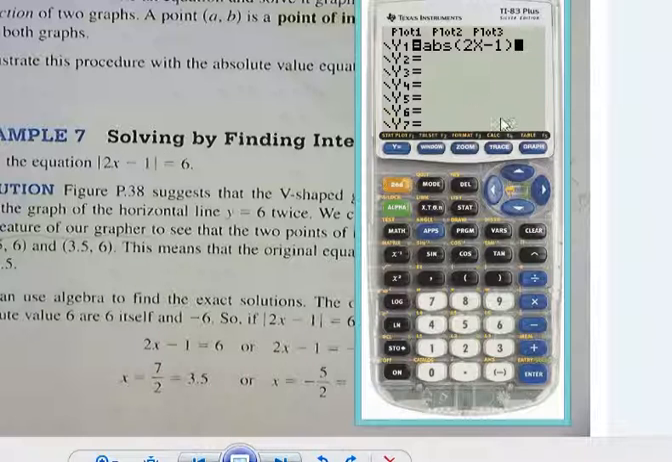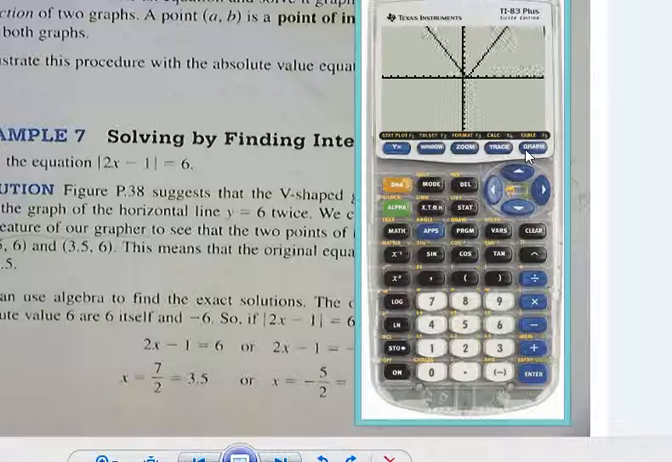So now for my next equation, I'm going to plug in y equals 6. So we have the left-hand side of the expression here, the right-hand side of the expression here, and then we're going to hit graph. Now we'll probably have to adjust the window, oh, we didn't have to zoom or anything. We got lucky.